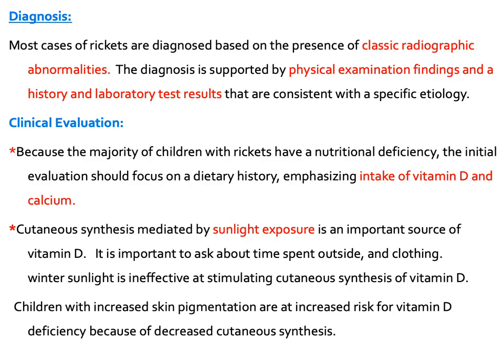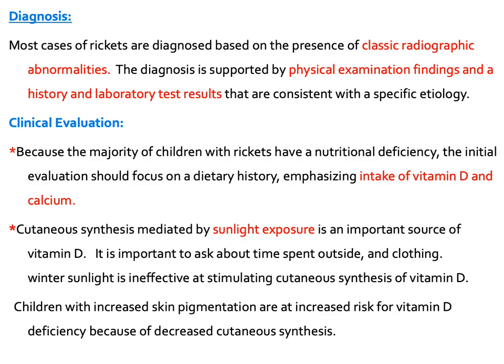Regarding the clinical evaluation, what important part in the history may help? Because the majority of children with rickets have a nutritional deficiency, the initial evaluation should focus on a dietary history, emphasizing intake of vitamin D and calcium. Sometimes families delay presenting solid food to the baby and depend only on breastfeeding. Breast milk is not a good source of vitamin D, and it will not continue to supply the patient with vitamin D for the whole year of life. It is sufficient for the first 2 to 4 months, so the patient may have deficiency of vitamin D. So we concentrate on dietary history.